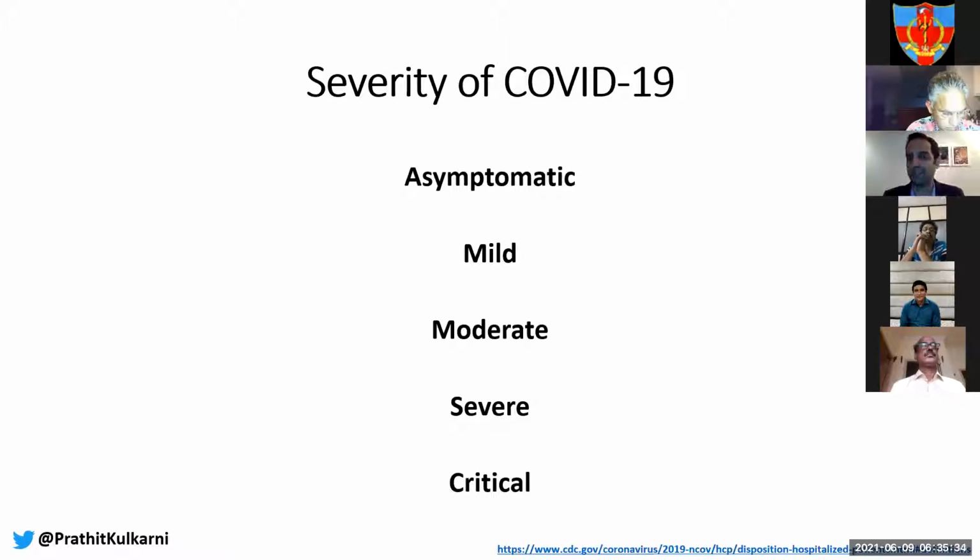In terms of categories of COVID-19, there are 5 categories. I'm sure everybody in the audience knows this: asymptomatic, mild, moderate, severe, and critical. And we're going to go over the treatment for each of these based upon the illness severity of the patient.